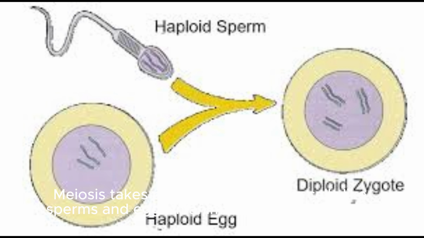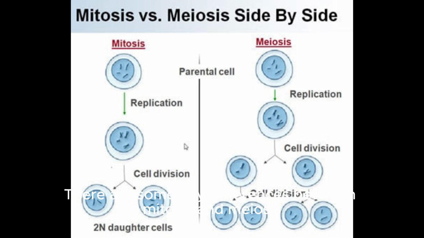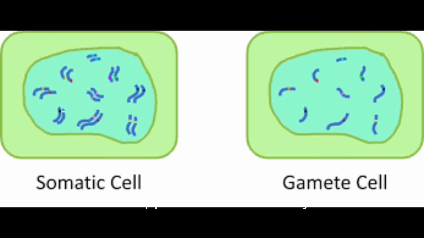Meiosis takes place in reproductive cells like sperms and eggs in animals or spores in plants, and it is important for passing genetic information to the next generation. There are some key differences between mitosis and meiosis. In mitosis, two daughter cells are formed, while in meiosis, four daughter cells are made. In mitosis, the chromosome number in daughter cells remains the same as in the parent cell, but in meiosis, it becomes half. Mitosis happens in somatic body cells, while meiosis happens in cells that produce gametes, sperms, and eggs, in animals or spores in plants.